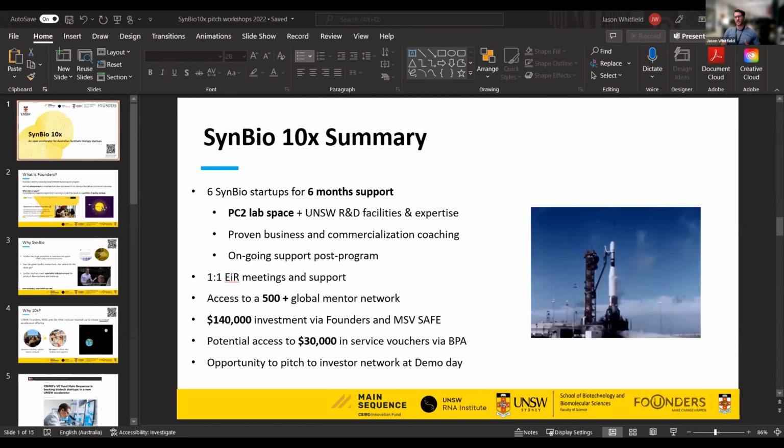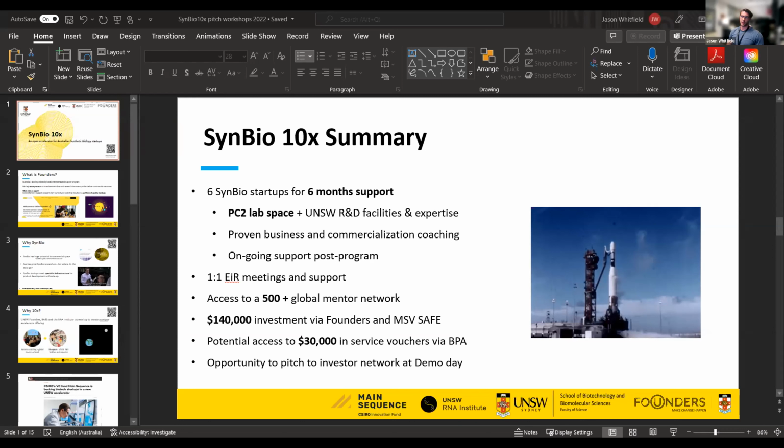So just to summarize what you get from SynBio10x, there are 6 spots available for SynBio startups, and we're providing 6 months of support in terms of PC2 lab space, the UNSW R&D facilities, and the proven business coaching that I mentioned. We also don't just bring you in, give you all this stuff, and then send you on your way and never speak to you again. We really love to stay in the loop and stay with you on your journey, helping where we can. And there is a new program coming to UNSW Founders called Scale Up, and I'm happy to talk about that more at the end of this session.